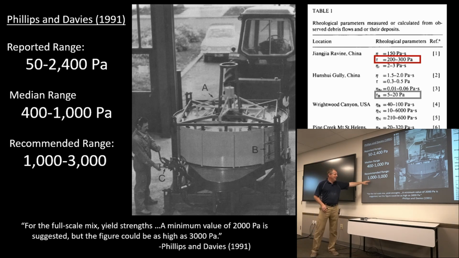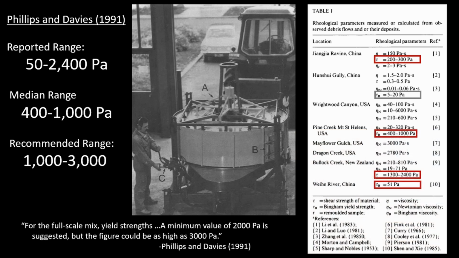And then they make this recommendation that is puzzling to me based on their data. But they actually think that their data are low. And they say, a minimum value of 2000 is suggested, but it could be as high as 3000. And so they're in the 2000 to 3000 range.